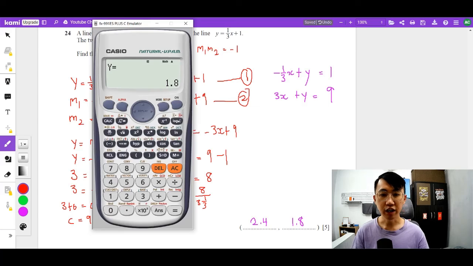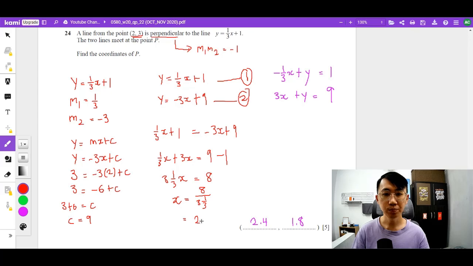Okay, so you can use your calculator to check. I'm going to clear the function now. 8 divided by 3 and 1 over 3. Okay, so watch. Alright. So you can get 2.4. Okay, proven. That's how we check. Working is correct. Okay, continue to do.